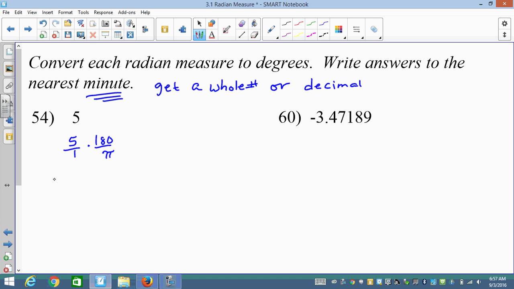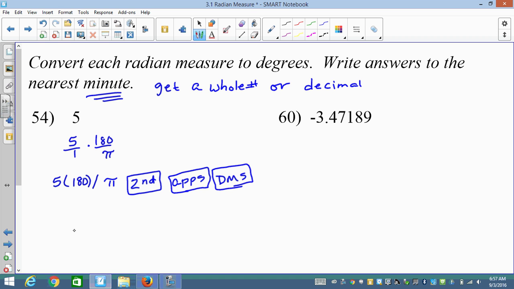So in the calculator, you're going to do 5 times 180 divided by pi. And then you're going to type in the button second, apps, and then the degrees, minute, second button, which is the fourth one down, to get your degrees, minutes, seconds. I don't need to know what your decimal value is. It helps to know what your decimal value is because some people are still going through and converting, but I want you guys to start using that calculator.